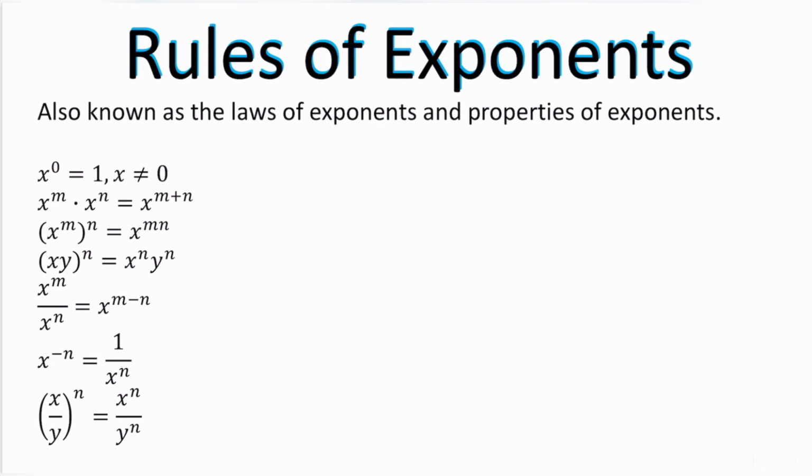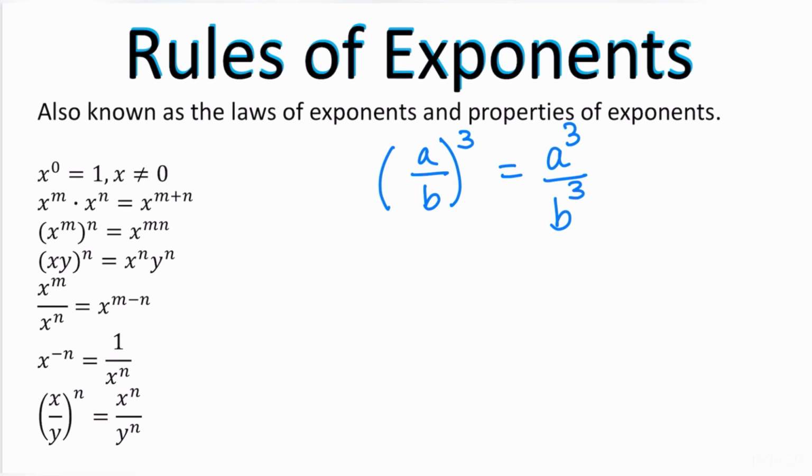And then finally, the last one is also very intuitive. If I have something like a over b to the third power, this means go ahead and distribute the exponent to both the numerator and denominator. So, you ready to try some problems?